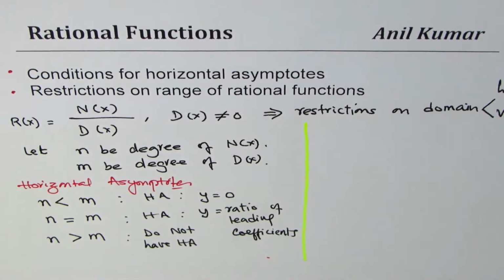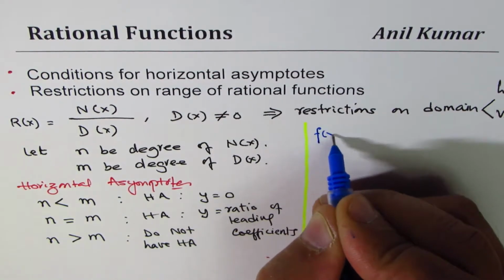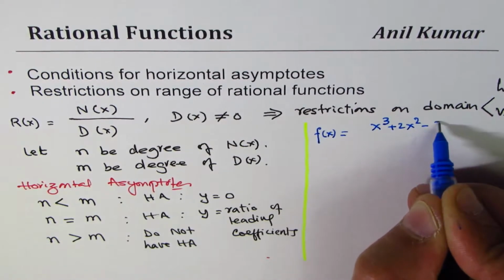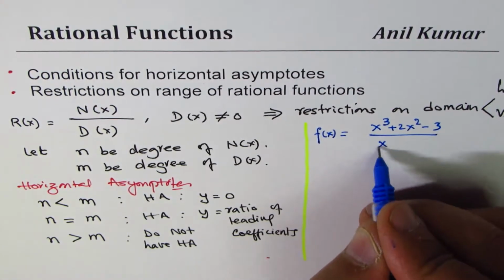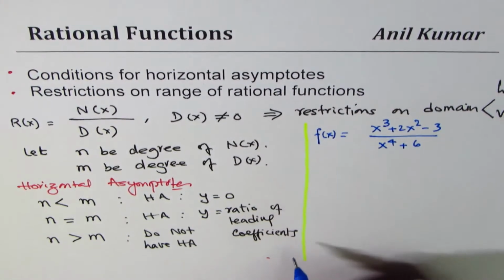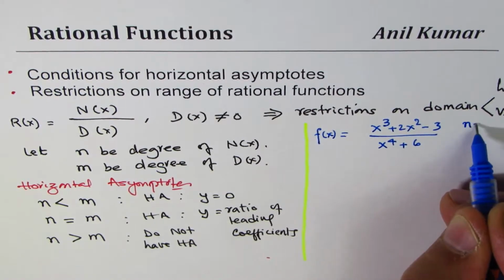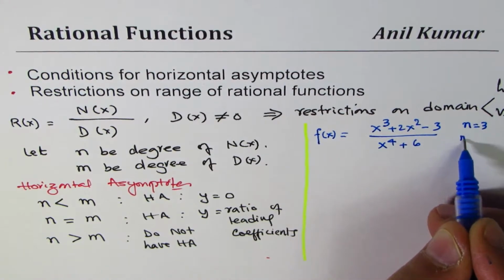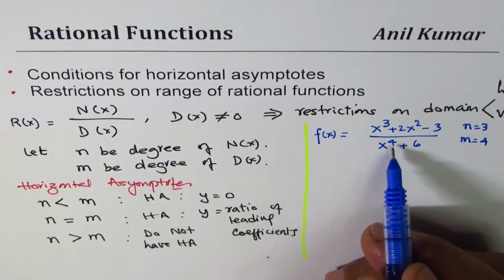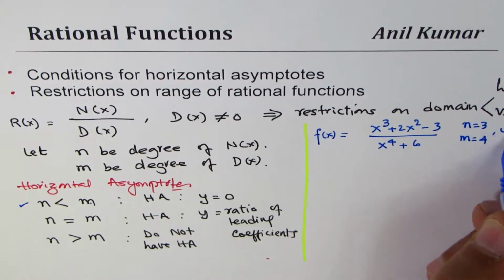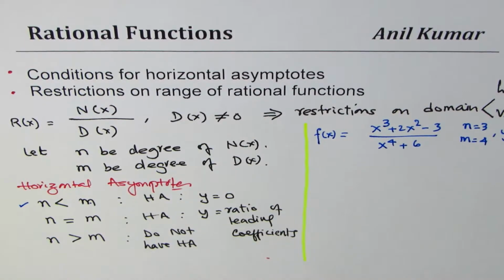Now I'll write equations and explain this. Let's take examples. That's best, right? f of x equals x cubed plus 2x squared minus 3 divided by x to the power of 4 plus 6. Now what is the degree of the numerator? Here n equals 3. The degree of the denominator, m, equals 4, right? 4 is greater, the denominator is greater, condition number 1. So y equals 0 is the horizontal asymptote. Clear?